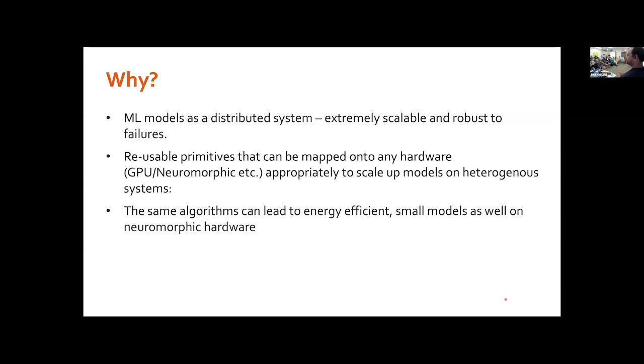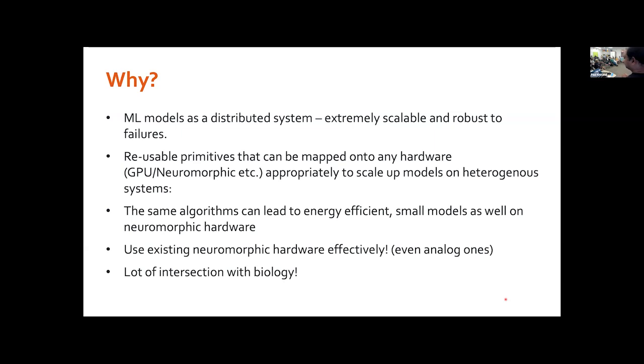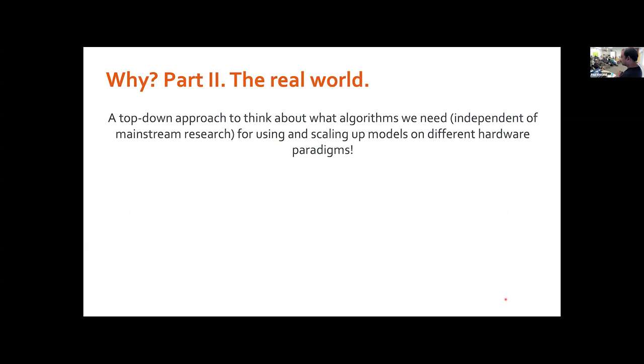And so these same algorithms can lead to energy efficiency as well on small neuromorphic hardware. This also allows you to use existing hardware effectively, even analog ones. And as I said, there's a lot of intersection with biology in terms of how this scaling works. Essentially, this top-down approach to think about what algorithms we need, independent of the mainstream research, independent of prior beliefs for using and scaling up models on different hardware paradigms, is what I'm trying to do, and I think more of us should be trying to do as well.